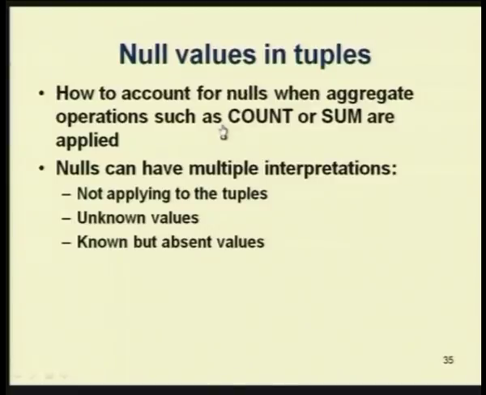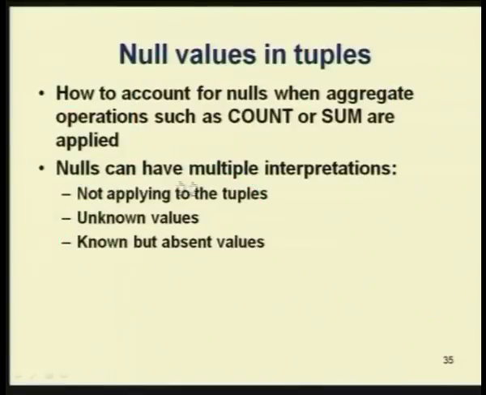How to account for nulls in aggregate operations? This is a problem with having nulls. If you are having count or sum or average or such things, how do you account for null? As we said, nulls can have multiple interpretations: not applying to the tuples, unknown values, unknown but absent values.